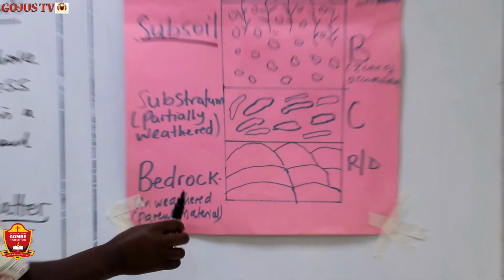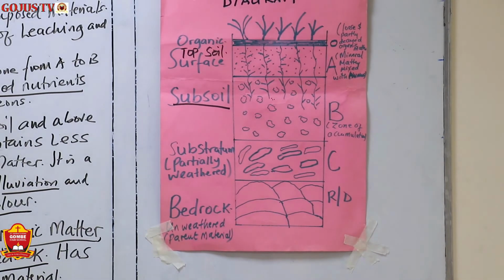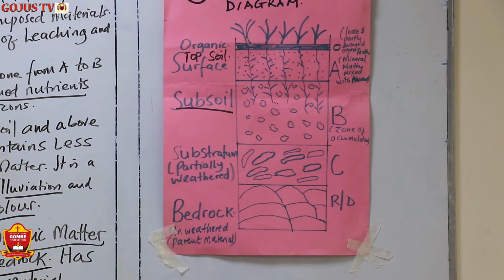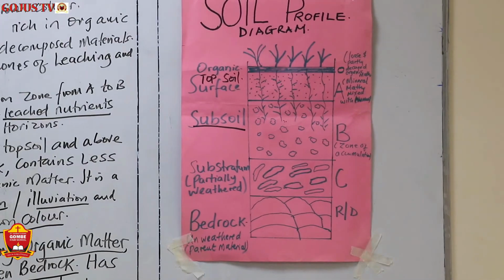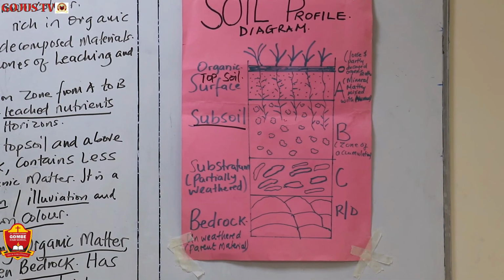So that is what we mean by a soil profile. And the soil profile is very different from what is called a soil catena. They are not the same.